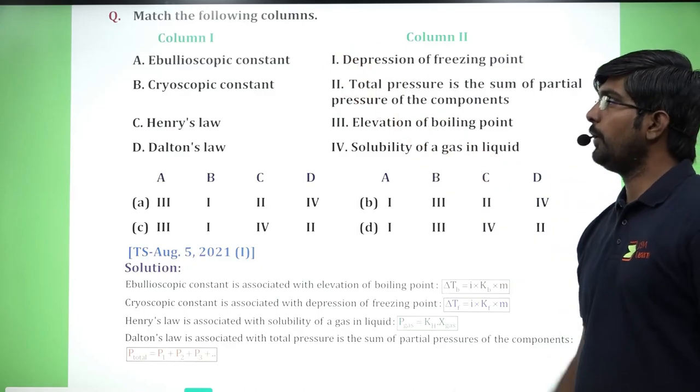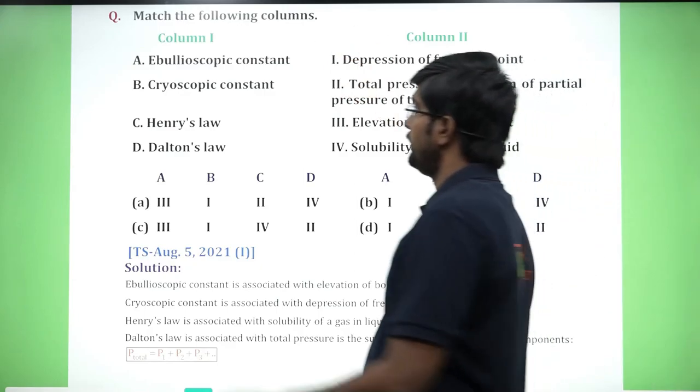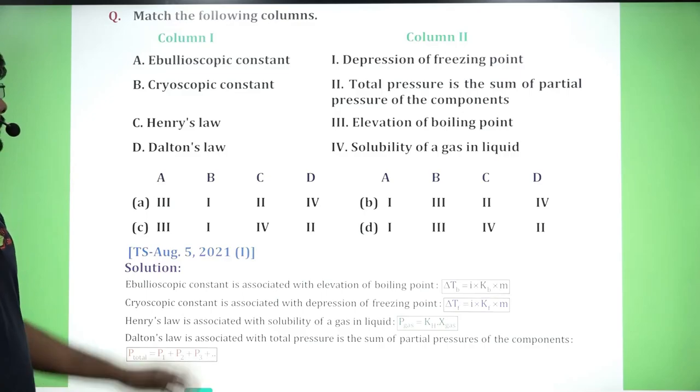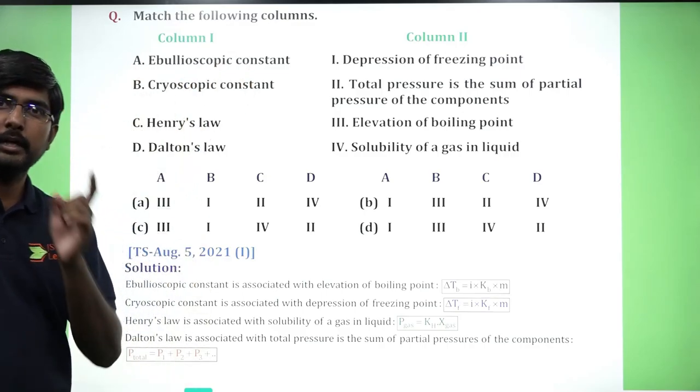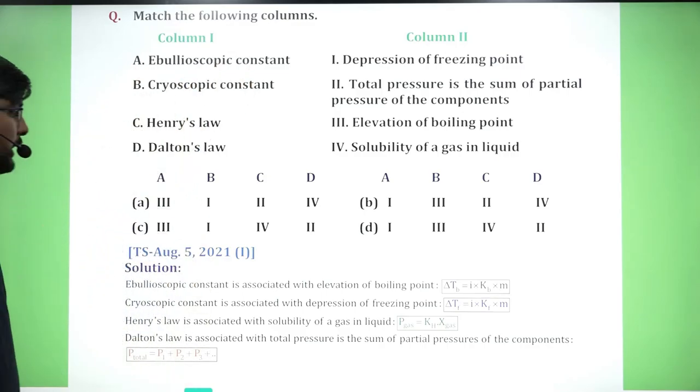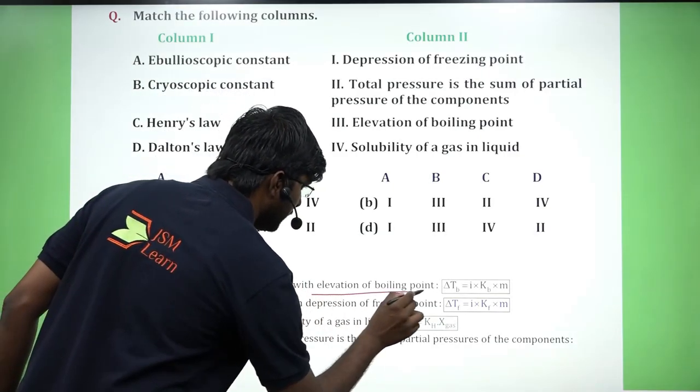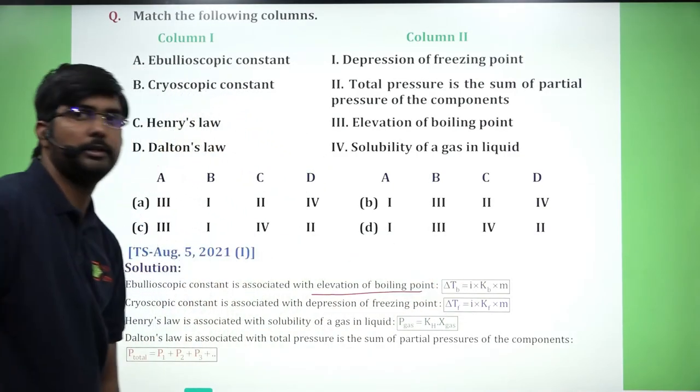Next, match the following columns. Okay, so here first one, ebullioscopic constant. See, this ebullioscopic constant is associated with the elevation in boiling point. Okay, associated with elevation in boiling points, and this is the expression.